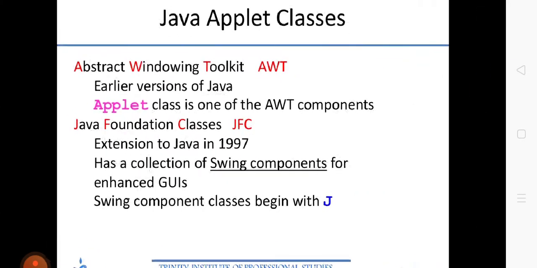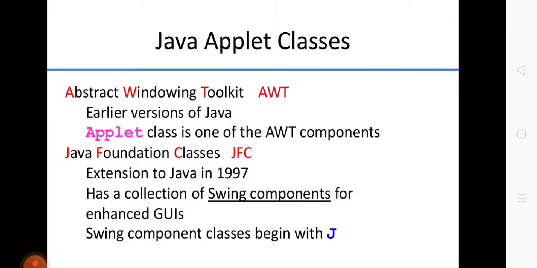Okay, here we have some more classes we can use by creating the Java applet programs. Abstract Window Toolkit: in earlier versions of Java, the Applet class is one of the AWT components. So AWT means Abstract Window Toolkit.